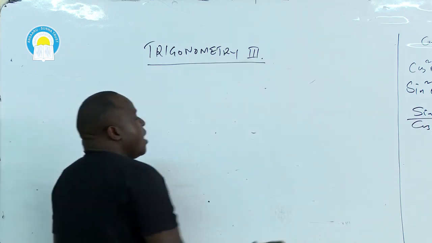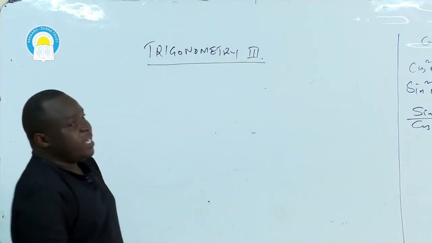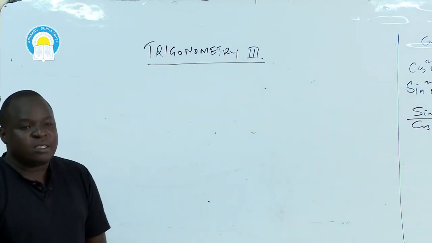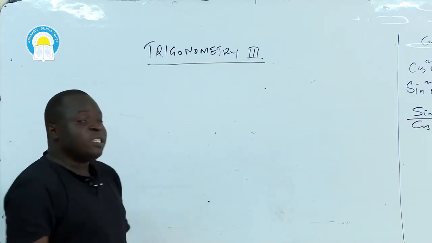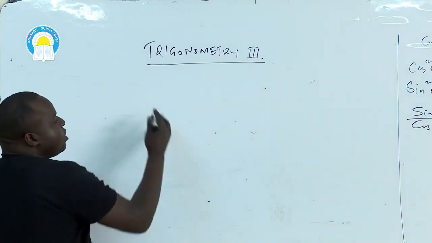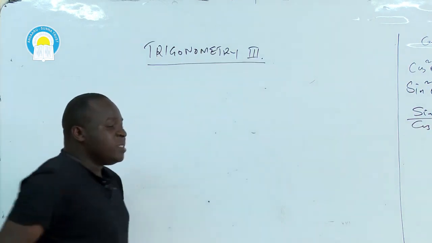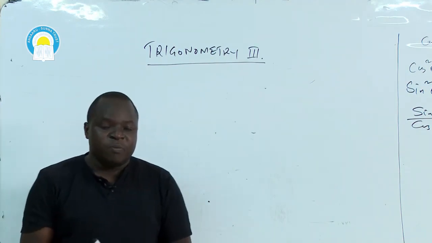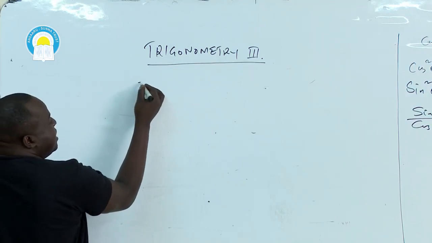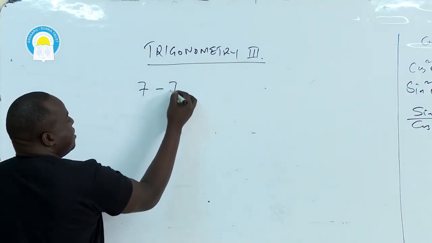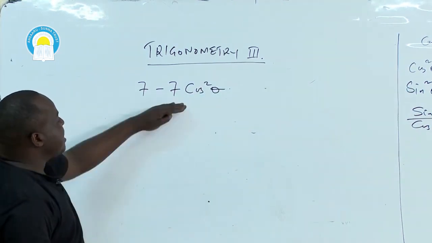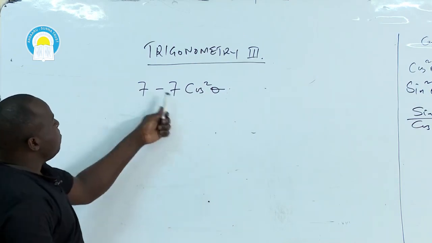Now, how do you simplify expressions that require this information? How will the question be asked? That's what we'll do, starting from the very simplest examples you can get. So the question will be simplify. It is simply simplifying values. So you'll be asked to simplify something like 7 minus 7 cos squared theta.